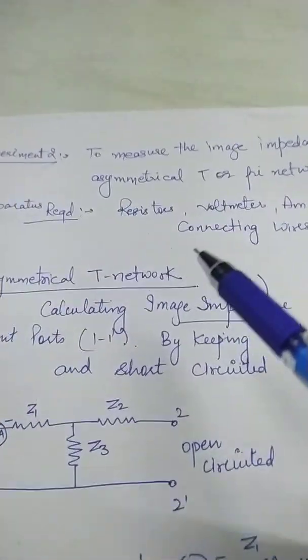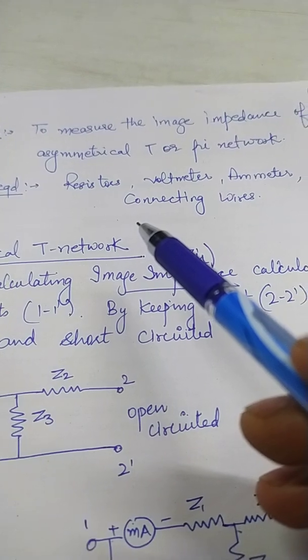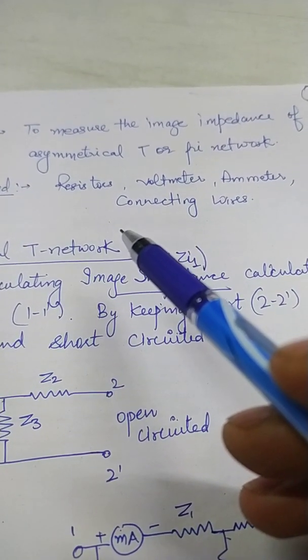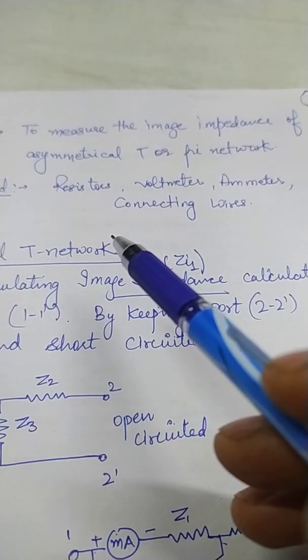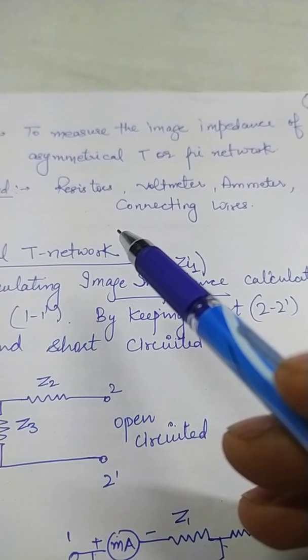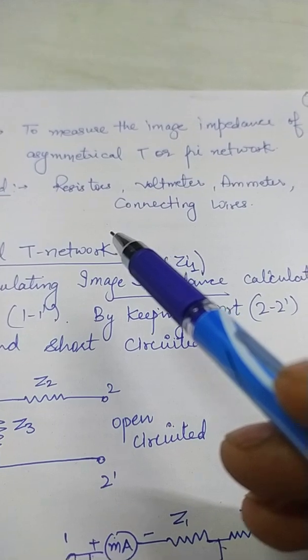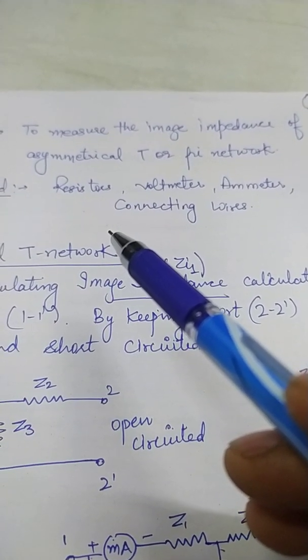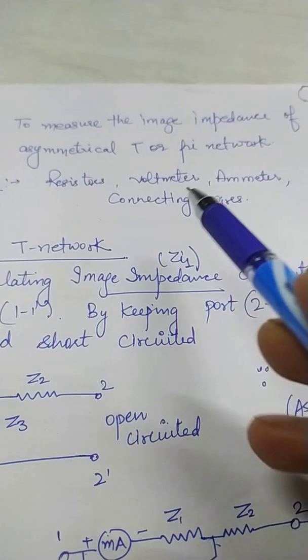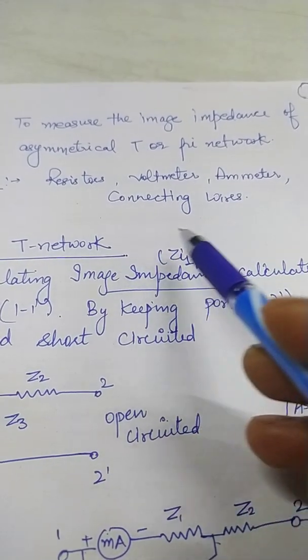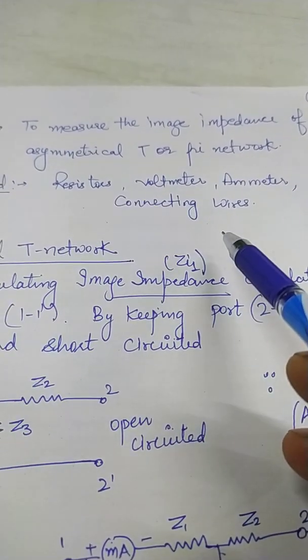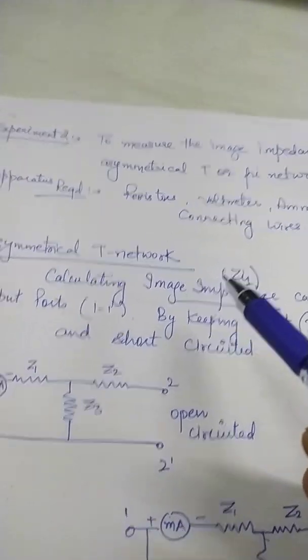required. That is, resistors with different values, which may be 2.2 kilo ohm, 4.7 kilo ohm, or 820 ohms. Next are the voltmeter, ammeter, and a few connecting wires. So this is the apparatus required.